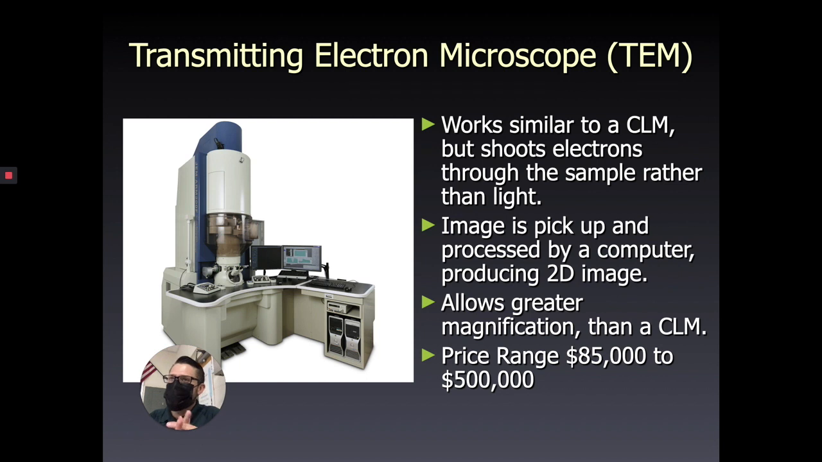So a beam of electrons is essentially electricity. So we're going to shoot a beam of electricity, a beam of electrons, through the sample. And our eyes can't see electrons, so we have to have computers to process the image. Essentially what happens is the beam of electrons passing through the sample gets bounced around, and there are sensors on the other side of that sample that pick up where the electrons bounce to.